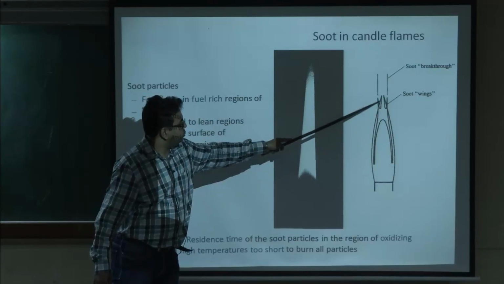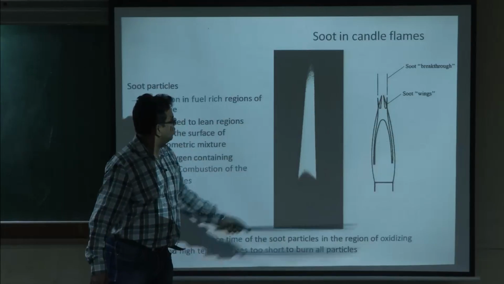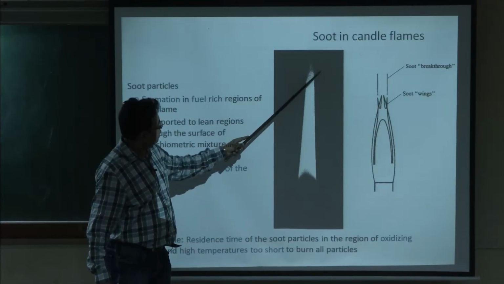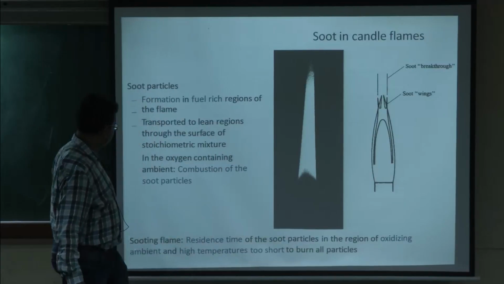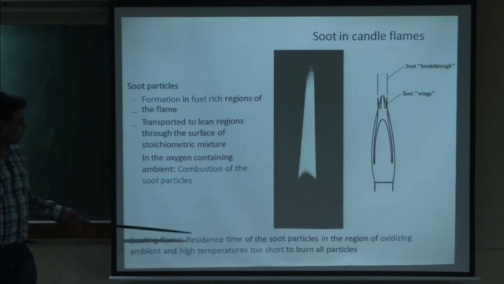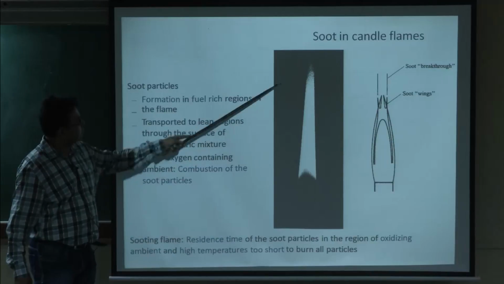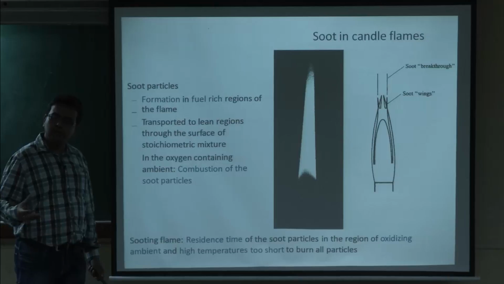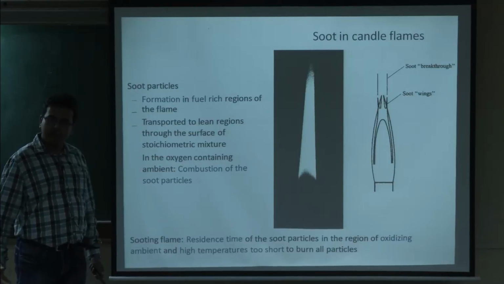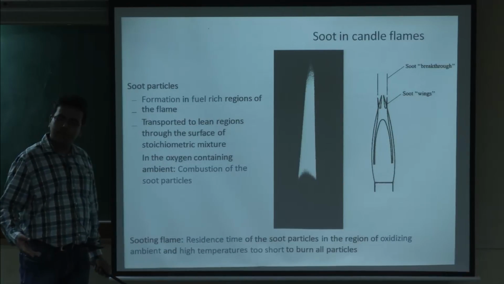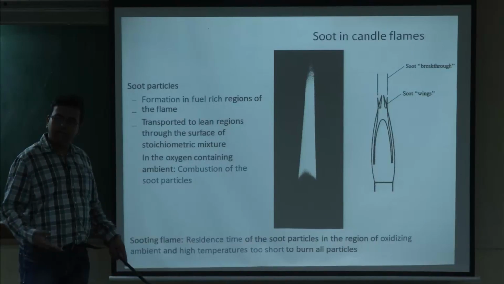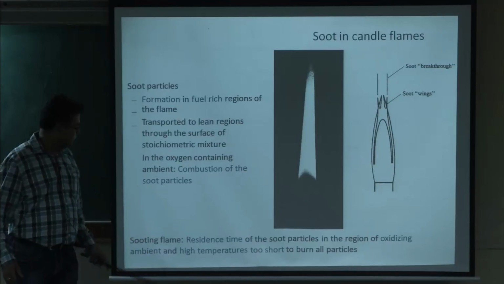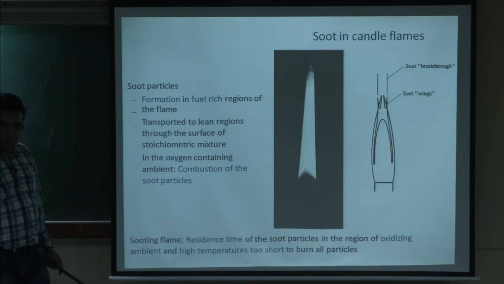Okay. So, then the soot particles can come out, and this is basically called the soot wings. If you can see here, on the right hand side there is a soot wing that is basically formed here. Okay. So, if the residence time of the soot particles in the region of oxidizing environment is larger, then these soots can eventually get oxidized. Otherwise, if they are not getting oxidized, then you can have enough amount of soot produced, and that will not be desirable actually.